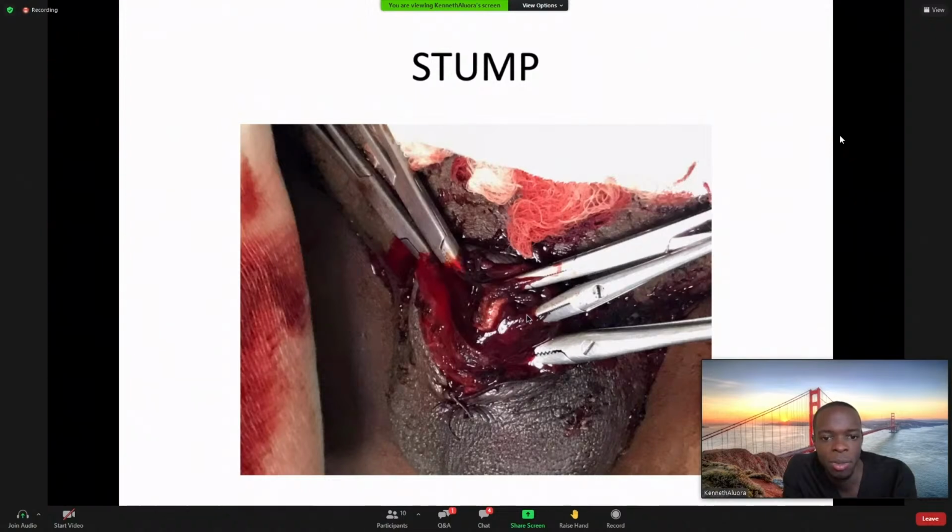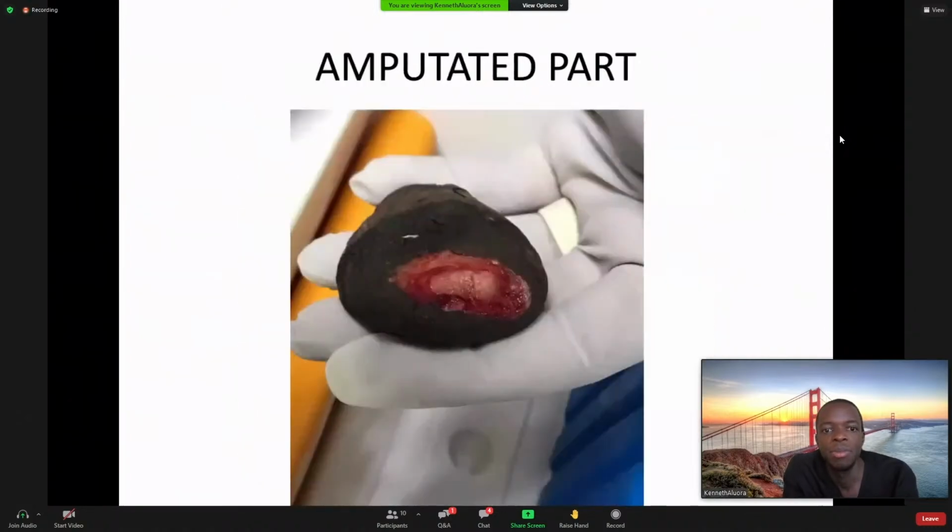It was at the proximal penile shaft. The only problem now here comes in because we're crushing the vessels, and for anastomosis, that shortens the length of your vessels. But they still did what they could. This was the amputated part. As you can see, clean, no soiling.